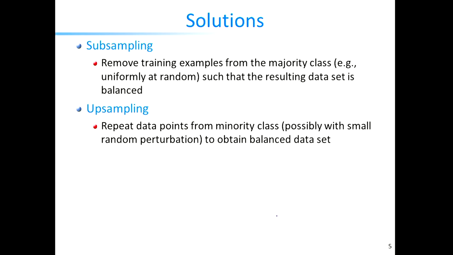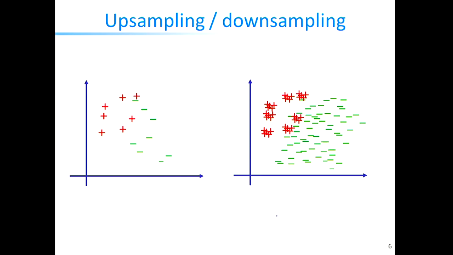One is, of course, subsampling. You have the majority class, but you just throw away a lot of the majority examples, so that in the end you end up with a balanced data set. Say you drop examples uniformly at random until you're left with equally many positive and negative examples. Or the opposite, something like upsampling, where you simply duplicate the minority class examples, count them multiple times. Maybe you perturb them slightly, maybe you just use them multiple times.